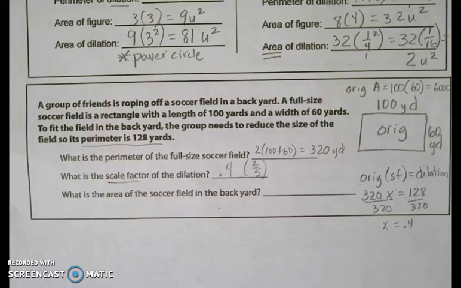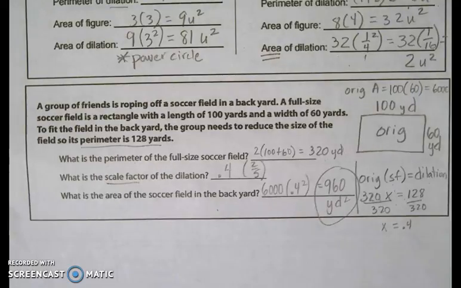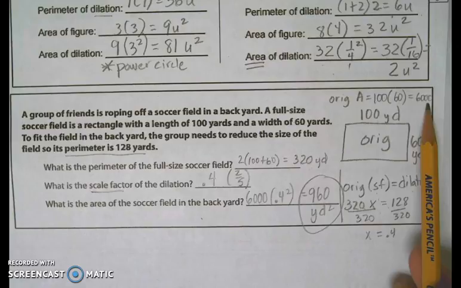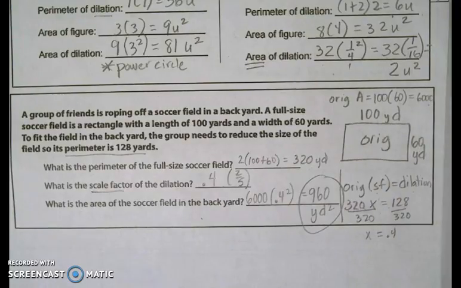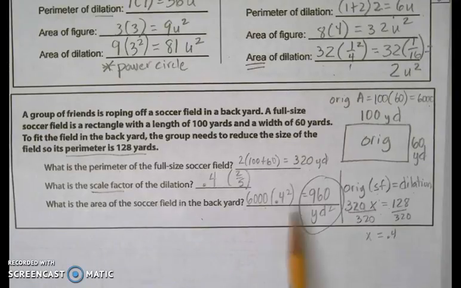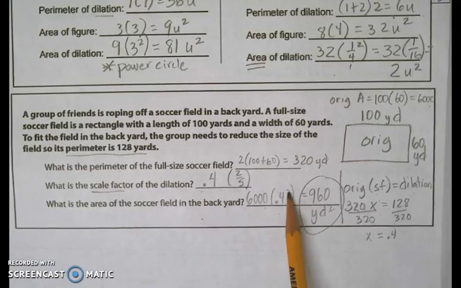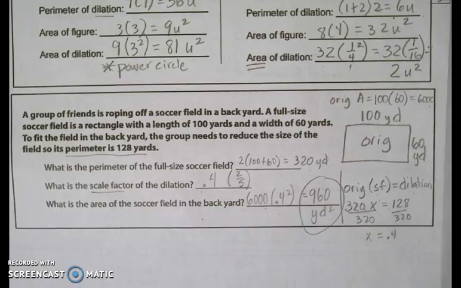So now let's use the power circle method and find out what the area of the soccer field in the backyard would be. You try it. Okay, so the original area of the soccer field, as I'd already calculated up here, was 6,000 square yards. So if I take 6,000, the original area, times the scale factor of 0.4 squared, put that into my calculator. So I put in 6,000 times 0.4 squared. It gave me 960 square yards.